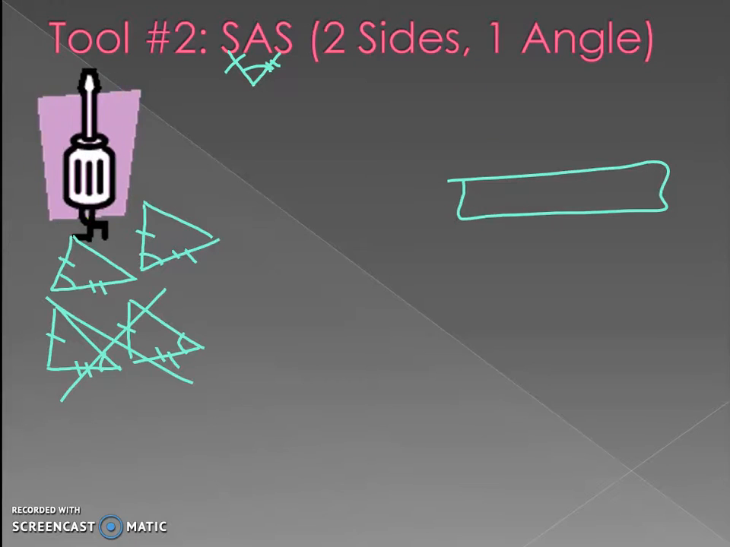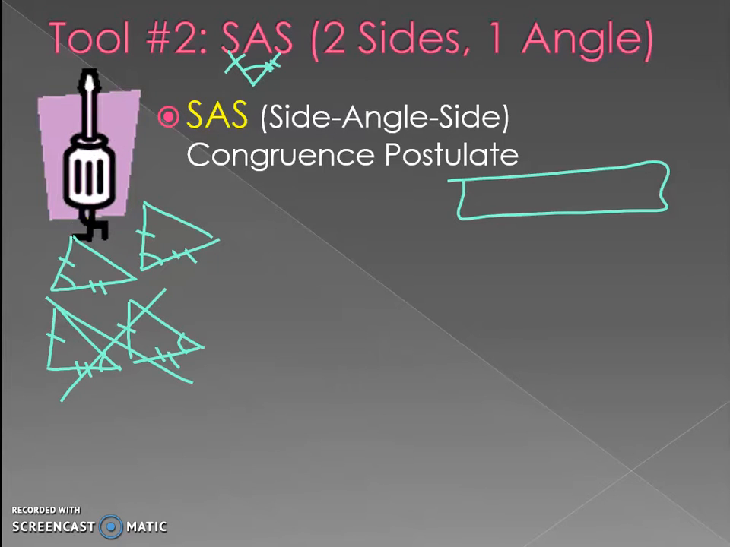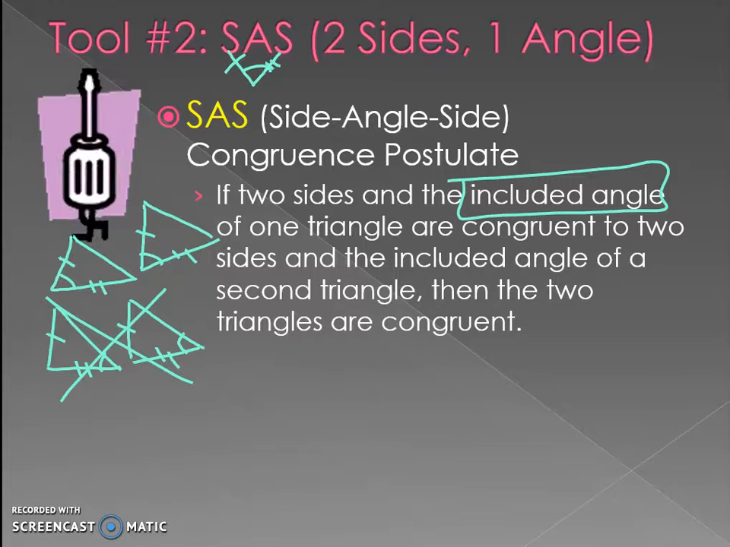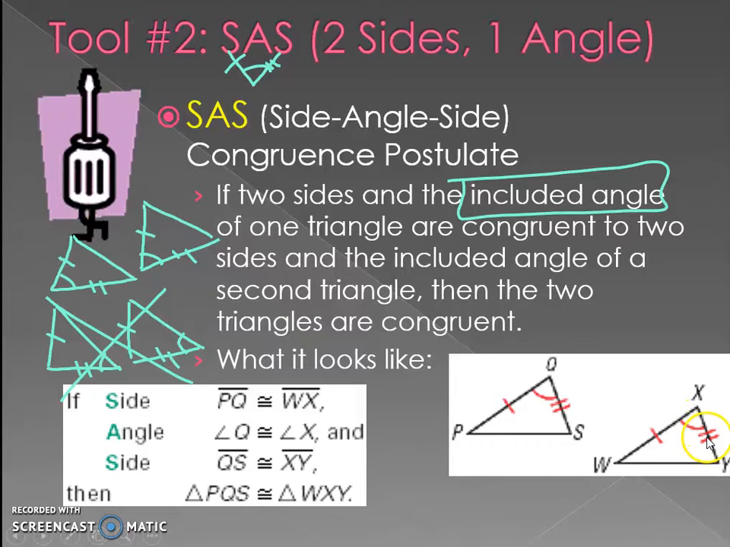Tool number 2, SAS, 2 sides and 1 angle. Side angle side is the SAS congruence postulate. If 2 sides and the included angle of one triangle are congruent to 2 sides and the included angle of a second triangle, then the 2 triangles are congruent. So here you have side, angle, side. Side, angle, side. If this happens, then you can prove mathematically that these 2 triangles are congruent.